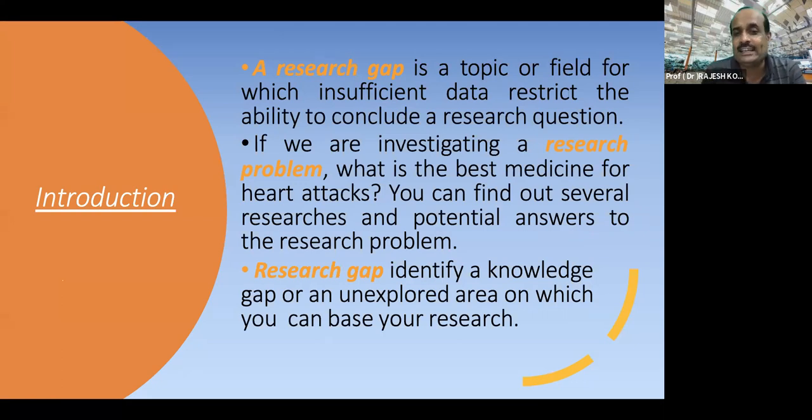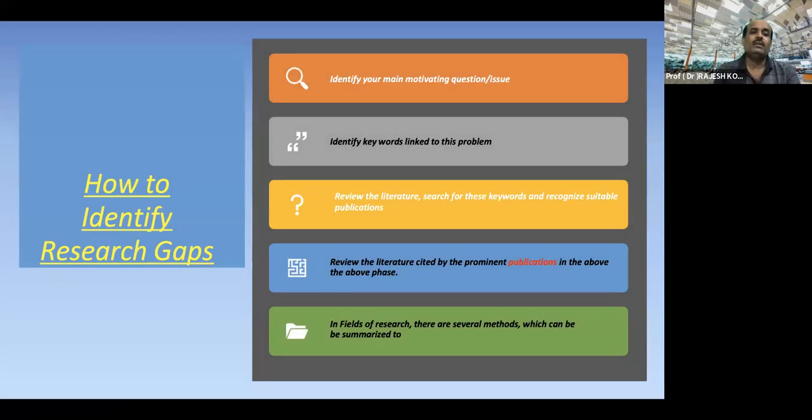We are investigating a research problem, for example, what is the best treatment for heart attacks? You can find potential answers to the research problem from several researchers. But a research gap identifies a knowledge gap or an unexplored area on which you can base your research. So how to identify it? There are so many ways of identifying research gaps.